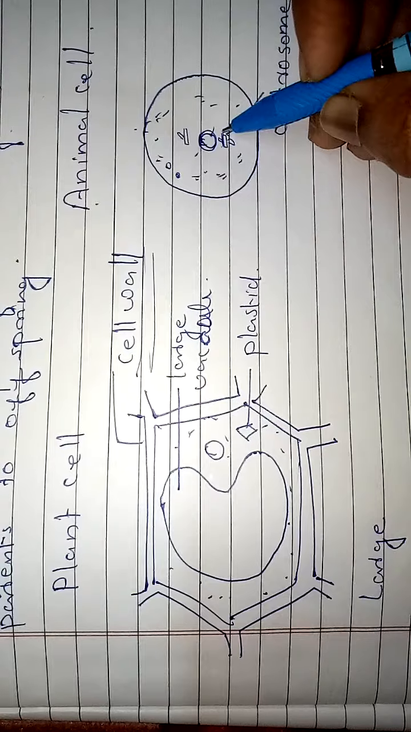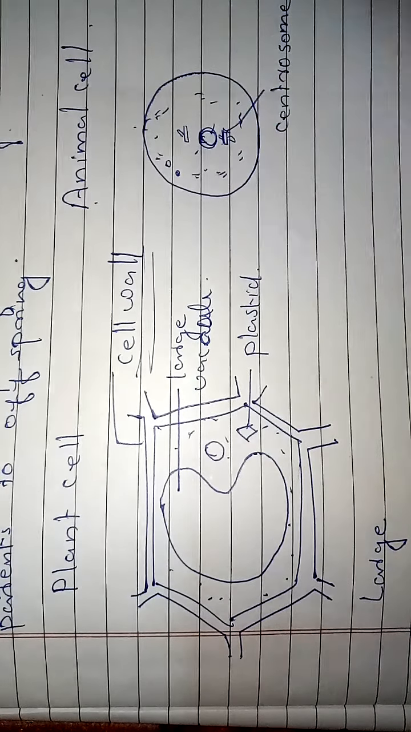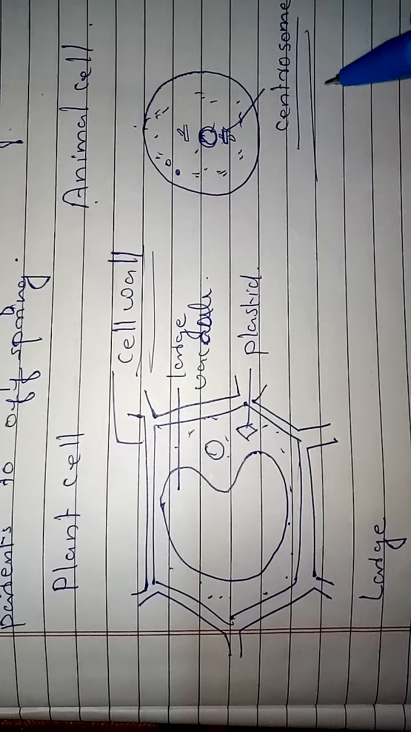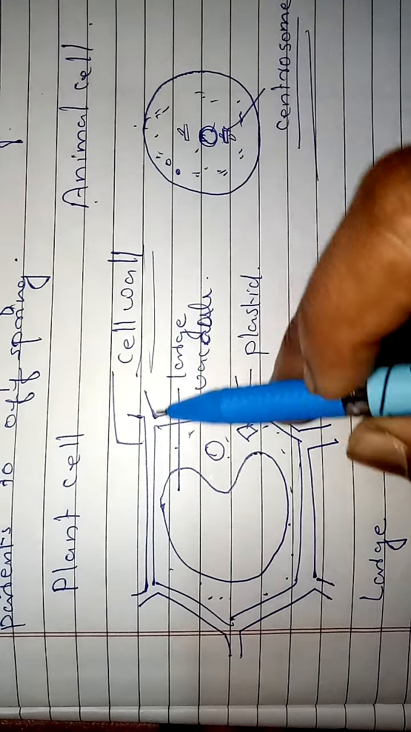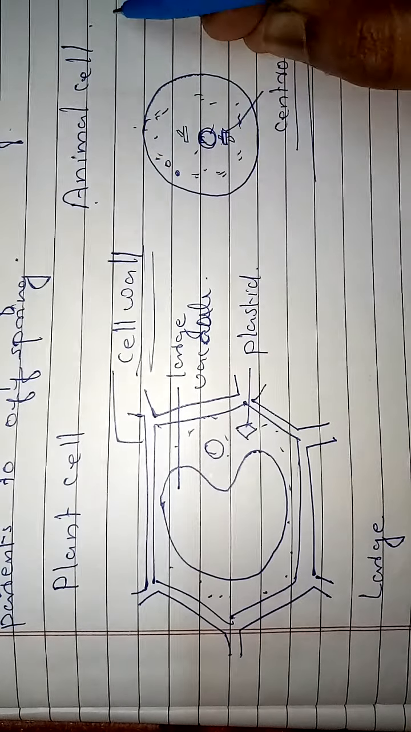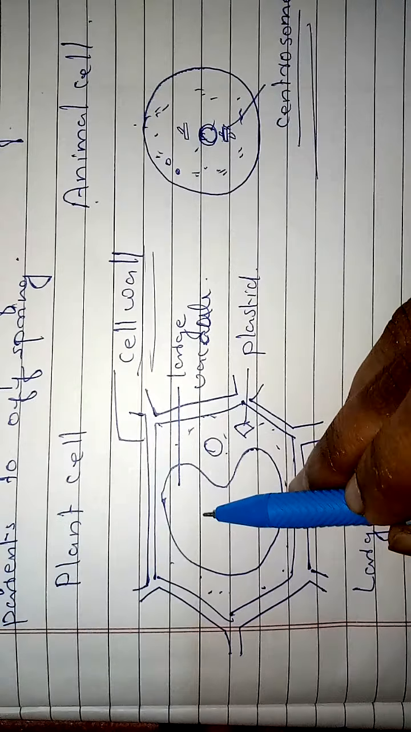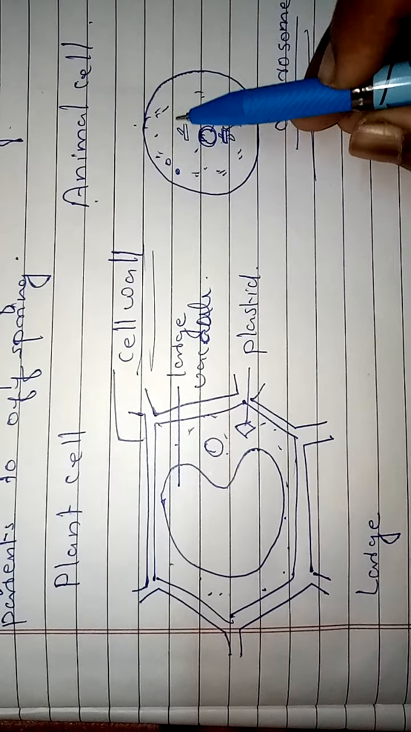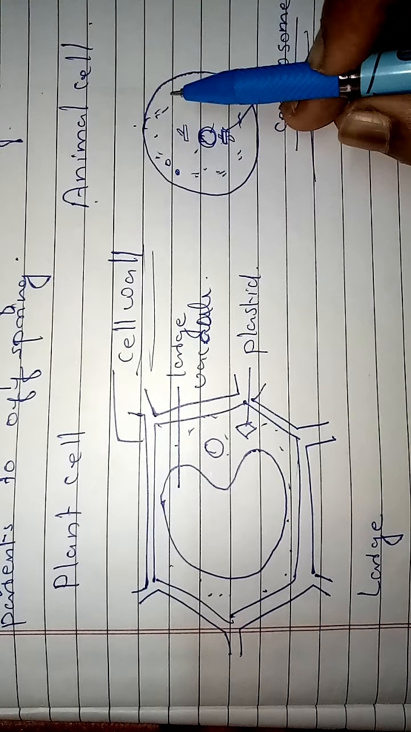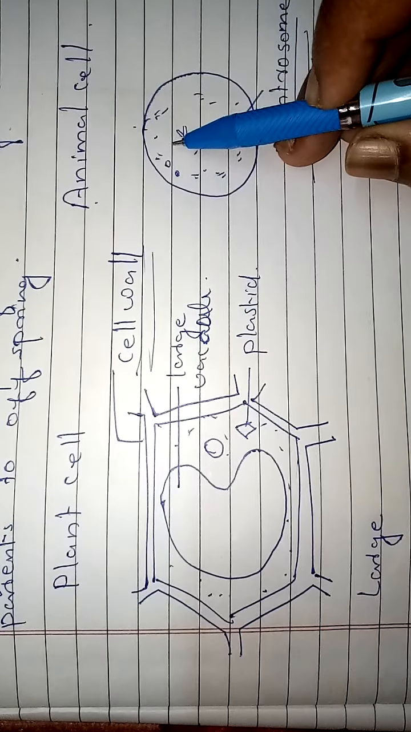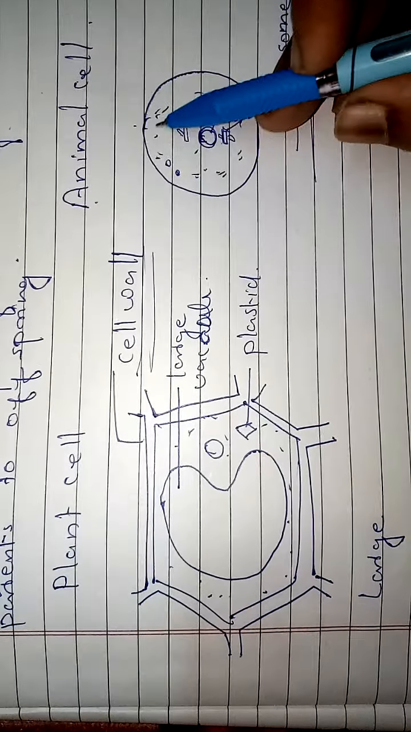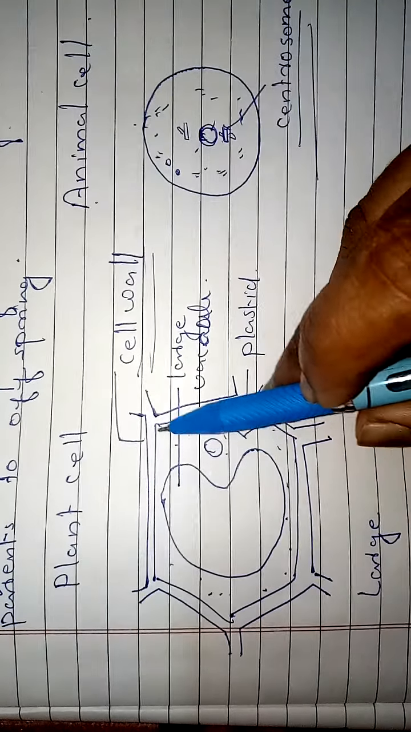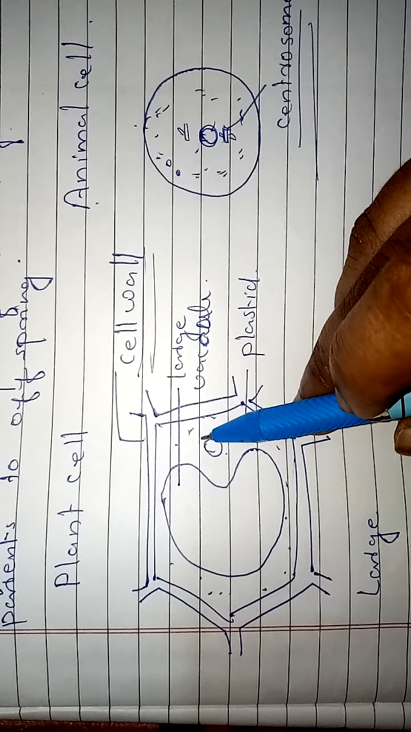And the centrosomes. I have told you what centrosomes are. The centrosomes are present in the animal cell, but not in the plant cell. These are the major differences between the plant cell and animal cell. The plant cell has a cell wall; the animal cell doesn't. The plant cell has a large vacuole, but in the animal cell, vacuoles may be present and sometimes not present. If present, they are small in size. Cytoplasm is dense in the animal cell, and not that much in the plant cell.